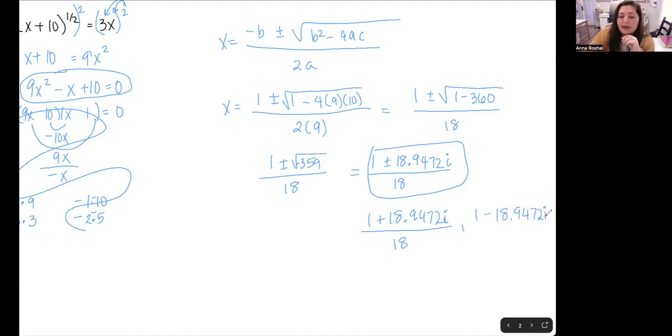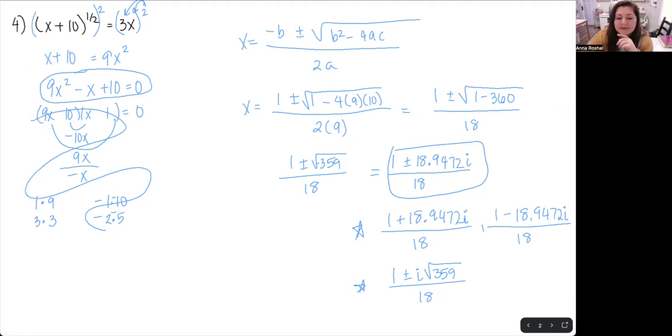The other method that I would accept is 1 plus or minus i root 359 over 18. I feel like at this point in the game, you're usually not allowed a calculator on an Algebra 2 exam. So I'm going to say this is probably more likely the accurate answer for this particular review worksheet.